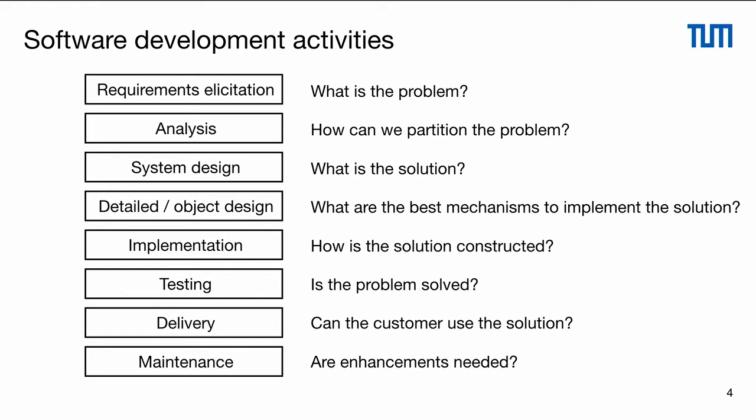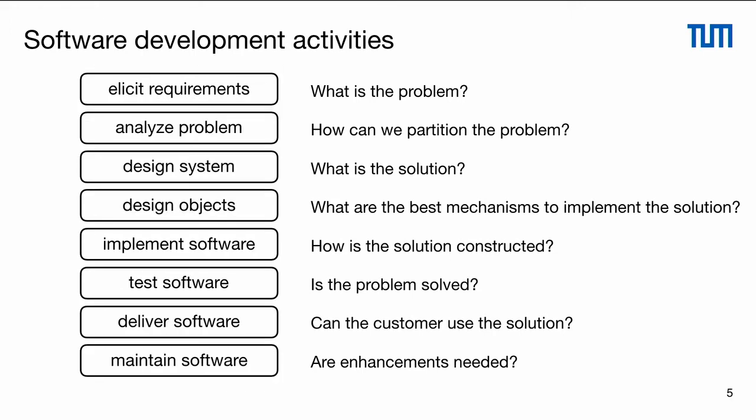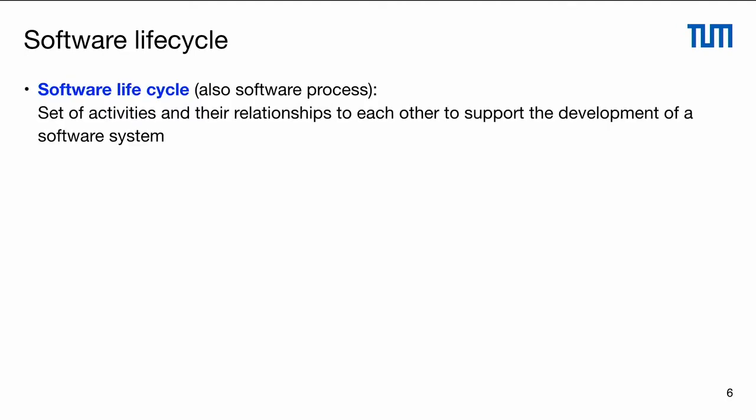If we rephrase these activities in a verbal form, we get activities as we would use them in a UML activity diagram, and now we can bring them into a certain order. A software lifecycle defines which set of software development activities you use in the project, how they relate to each other, and how they support the development of the software system.